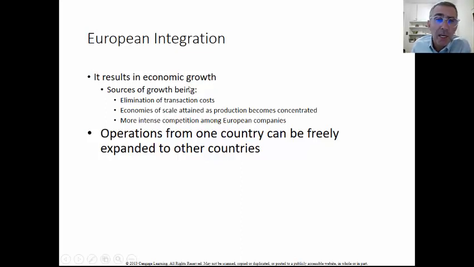I've just talked about that. Eliminating all transaction costs, I just spoke about that. Economies of scale attained as production becomes concentrated. So for those of us who need a little refresher, there's just a quick way of looking at economies of scale or scalability. You know how people always kind of understand the notion that the more stuff I make, I get some kind of a discount, I get some kind of a deal. I always kind of use the idea of a factory.